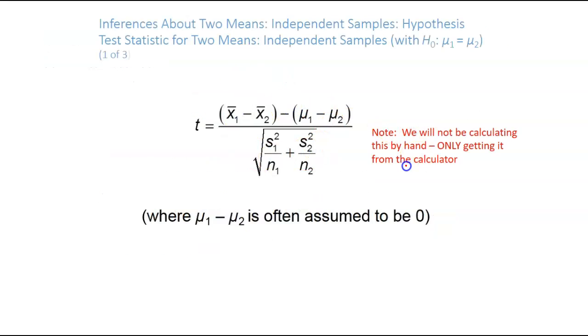I'm only showing you this just so you know what the calculator is doing. I am not expecting you to use this formula to calculate your test statistics. Just to be clear, in this section, just like in section 9.1, we are going to be getting all of our test statistics and all of our p-values from the calculator or StatCrunch. This is what the test statistic would look like for this particular type of hypothesis test.